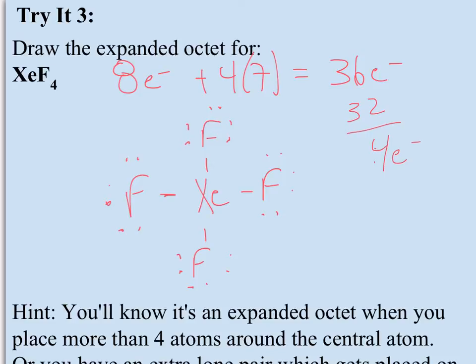So what happens is those extra electrons get placed in the d orbitals around our center atom. So xenon ends up with an expanded octet anyway because it has 4 bonding pairs and it's got 2 lone pairs. So it's got a total of 6 pairs or 12 electrons. So this is also an expanded octet.